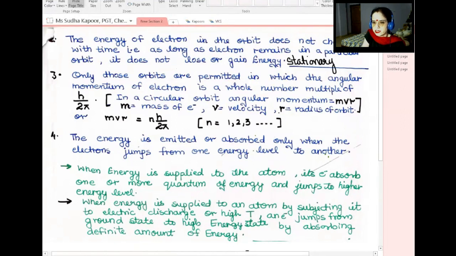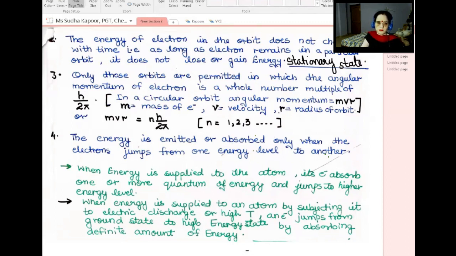Stationary state. So students, a stationary state doesn't mean here that the electron is stationary. It means that as long as it is in the same orbit, it has a stationary energy. In the same orbit, it is not losing or gaining any energy. It should be very clear to you that the word stationary is not for the electron. The electron is not stationary. The energy associated is fixed.